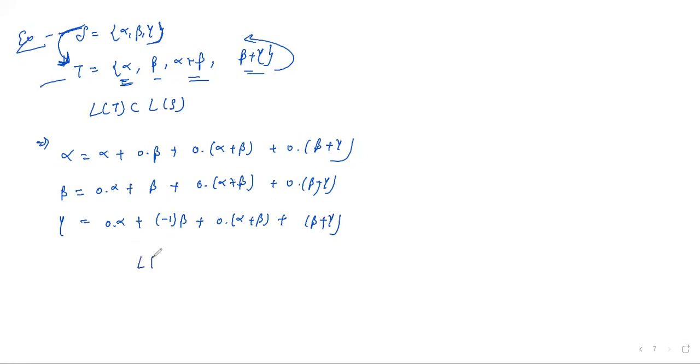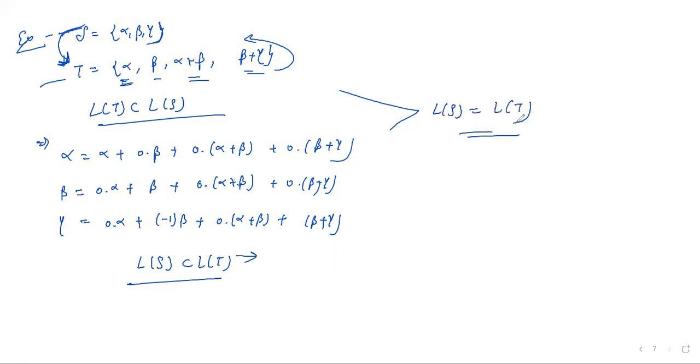Okay, so from this we get that L of S is a subset of L of T. And what else do we get? That L of T is a subset of L of S. L of S is a subset of L of T, so L of S is equal to L of T.